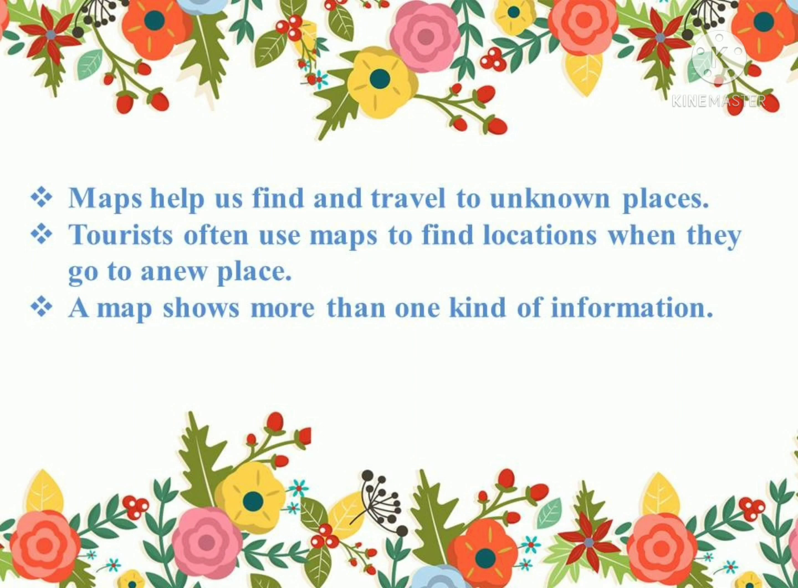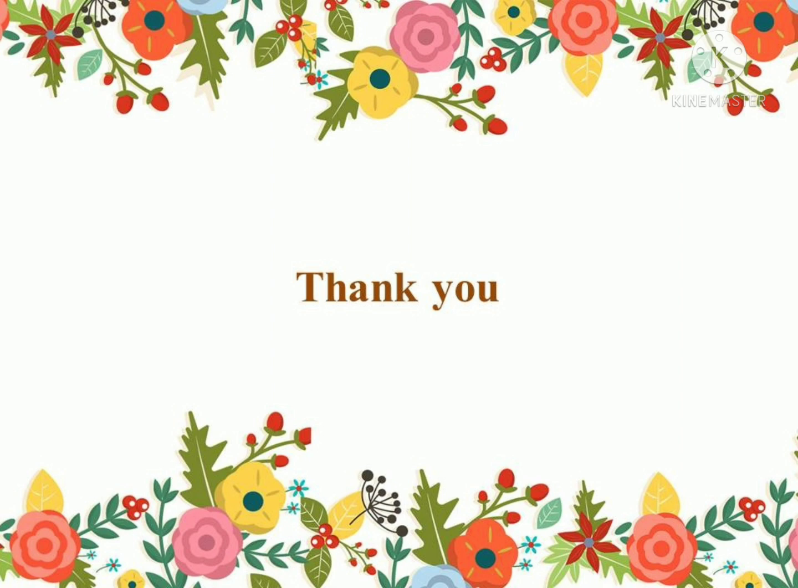Next is a map shows more than one kind of information. It's not that a map shows only one kind of information. A map gives you many kinds of information. For example, if a map shows the location of states and towns, it can also show what kind of crops that state grows. I hope the topics are clear.